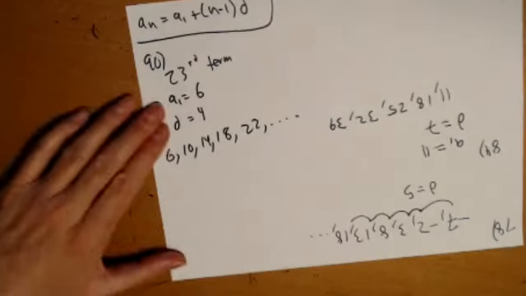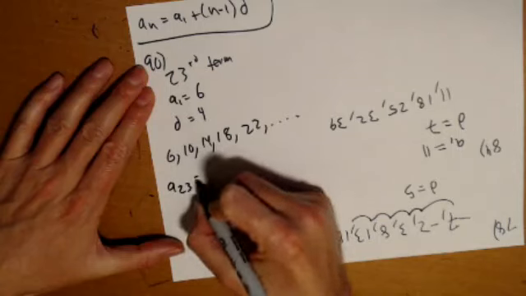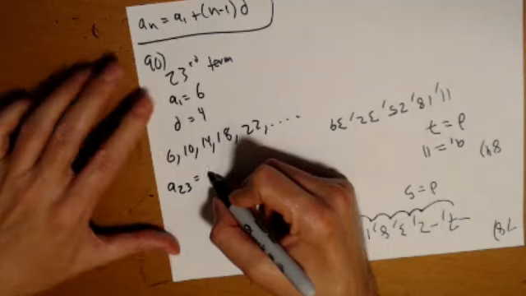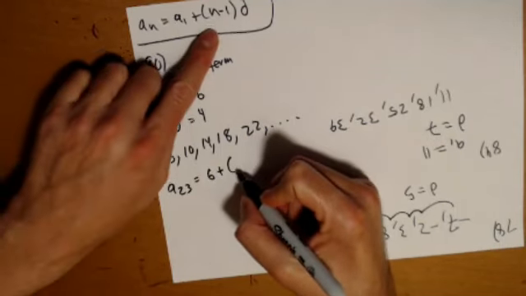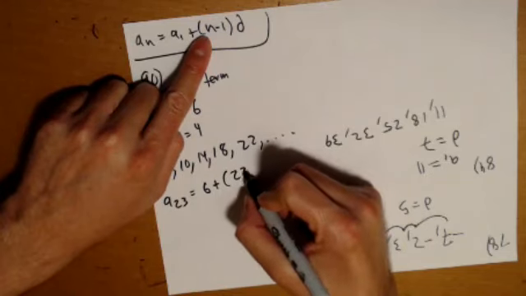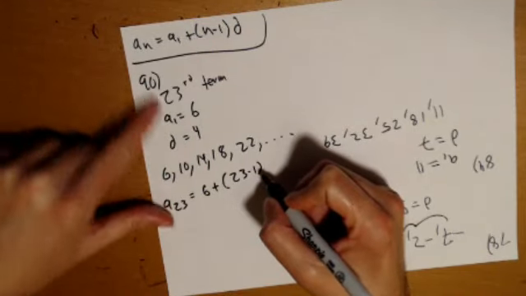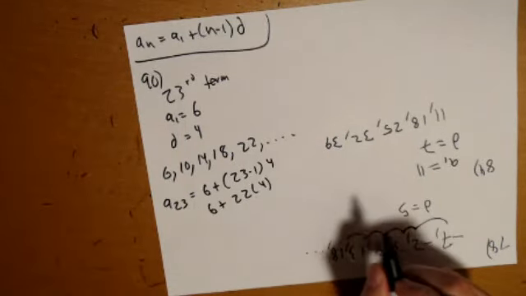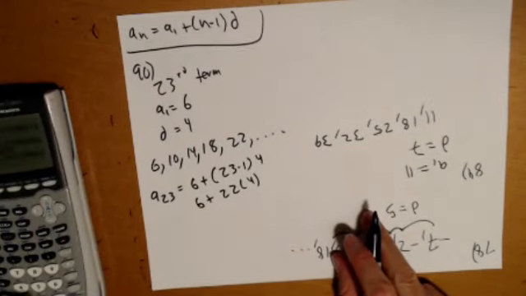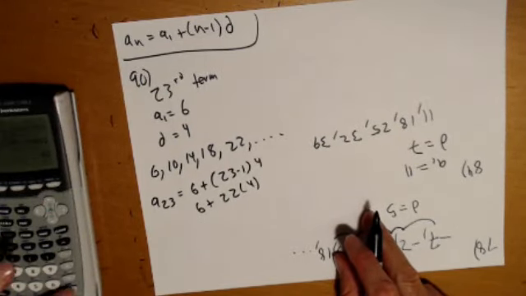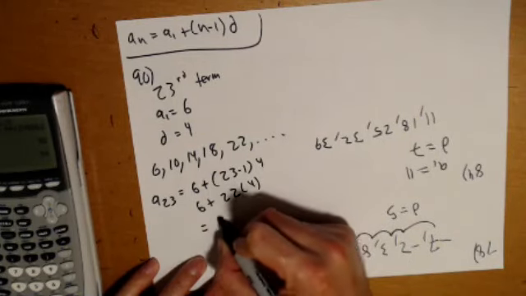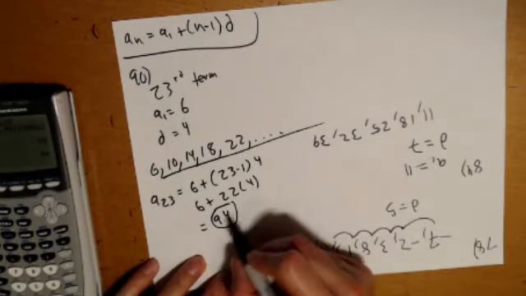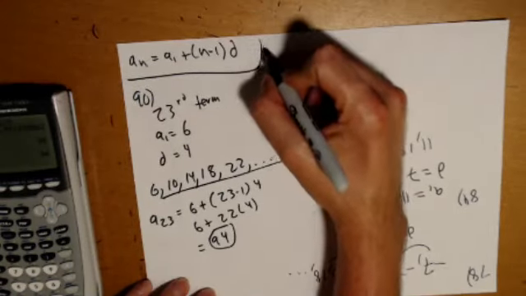Okay, so we're looking for A sub 23. And that must be equal to the first guy, A1, which was 6, plus, using this formula, n, 23 minus 1, d, difference, 4. 6 plus 22 times 4. Calculator, 22 times 4 first, enter, plus 6, enter, 94. So if I kept this pattern going and got to the 23rd term, it would be 94. So thank you, formula.